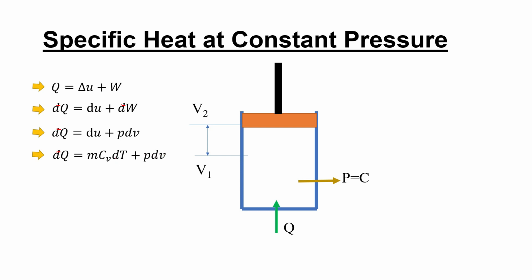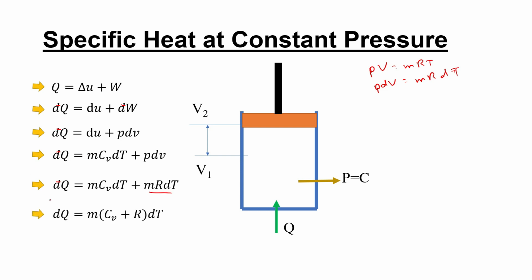dU can be written as, we have used that formula for change in internal energy, m Cv dT, where Cv is the specific heat at constant volume, plus pdV, that's the work transfer. So dQ is equal to m Cv dT plus, here you are using the ideal gas equation, that is, pV is equal to mRT. This is the ideal gas equation. So pdV is equal to mR dT, since we are assuming pressure to be constant.